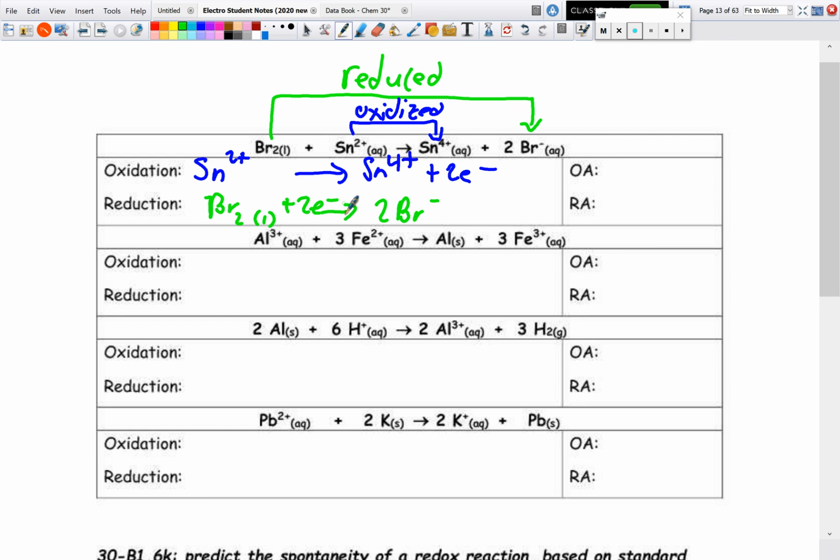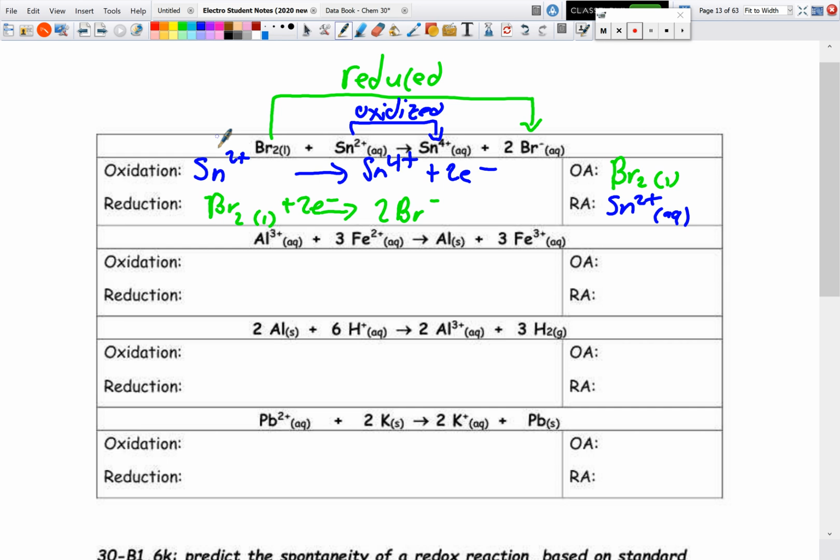So now we just fill in. My oxidizing agent is the thing that's being reduced, so it is bromine, and my reducing agent is my tin 2 plus. Now just remember, oxidizing agent and reducing agent are always going to have to be the reactants as well. Alright, so that's kind of how you do that.